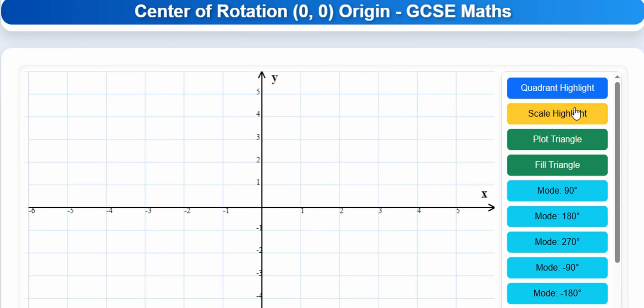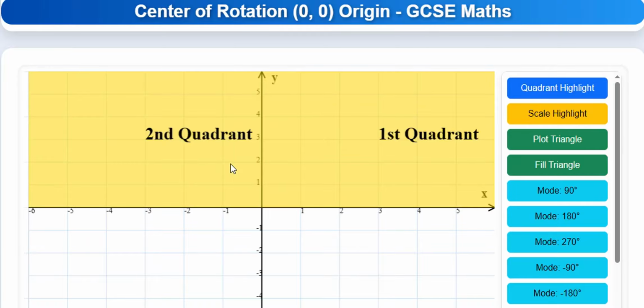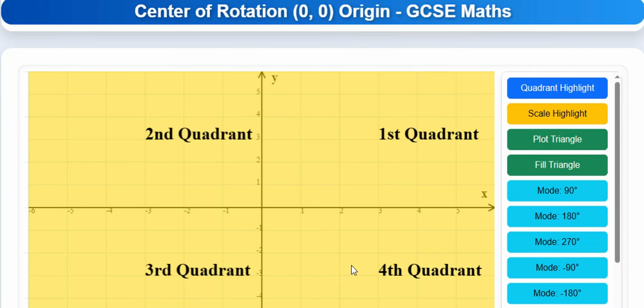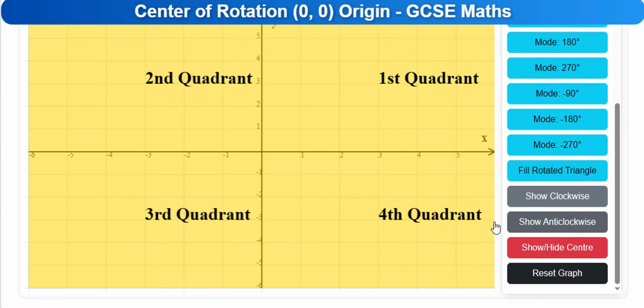In this graph, this part here we call the first quadrant. Then this one we call the second quadrant. This one we call the third quadrant. And this one is the fourth quadrant. Now, with that knowledge, I want to show you something else here.